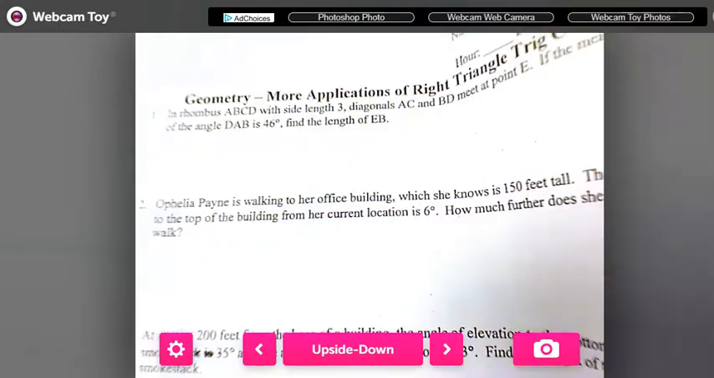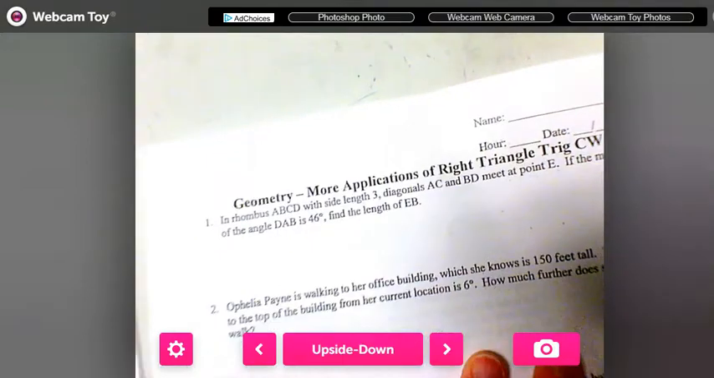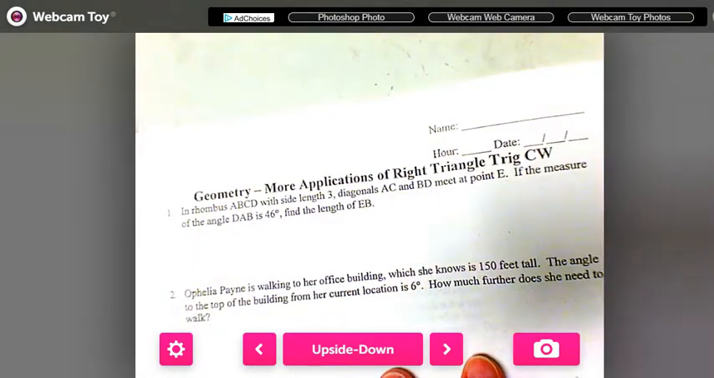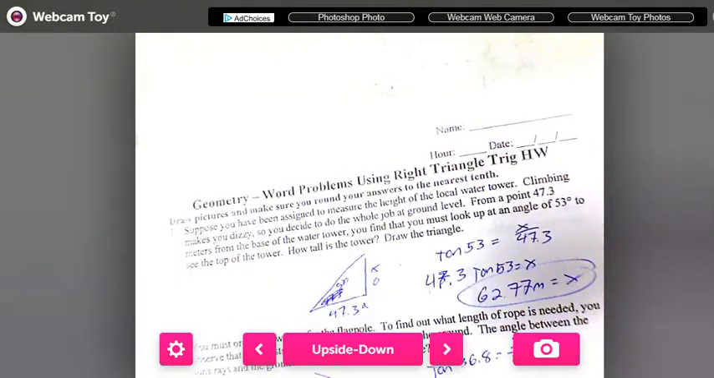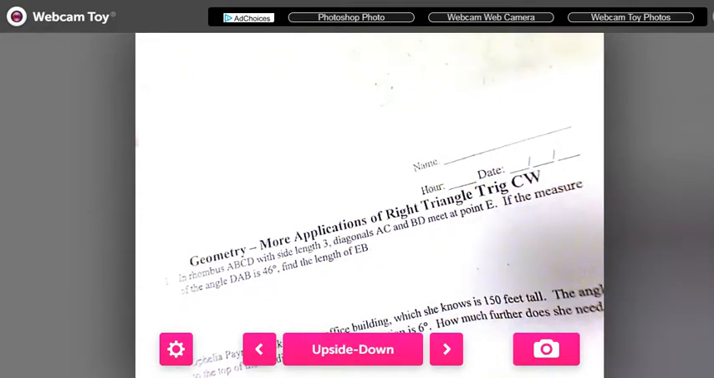Okay, good. All right, we're going to look at more application of right triangle trig classwork. We've got 5 questions here. On the back, we've got 4 questions for your homework, very similar to what we've been doing before.